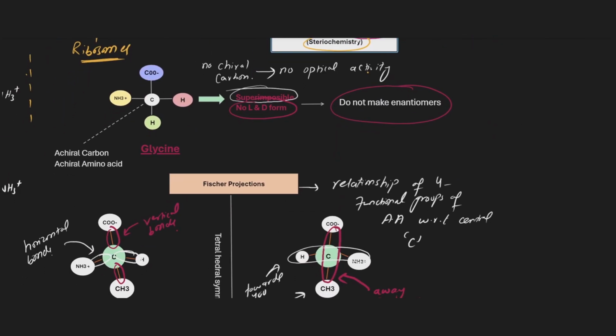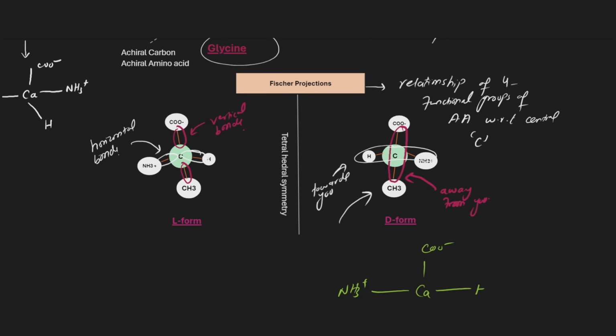And again, we discussed a particular exception, that is glycine. Glycine is an exception because it doesn't exhibit chirality or optical activity. It is not going to make non-superimposable mirror images, rather it makes superimposable mirror images, and definitely it is not going to make any enantiomers. Then we briefly discussed the Fischer projections.